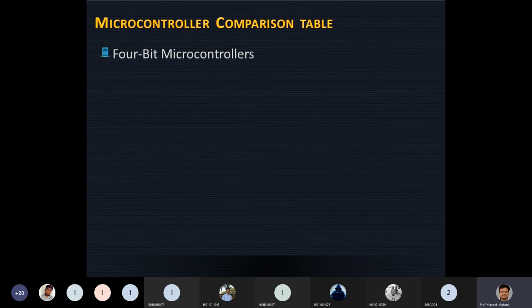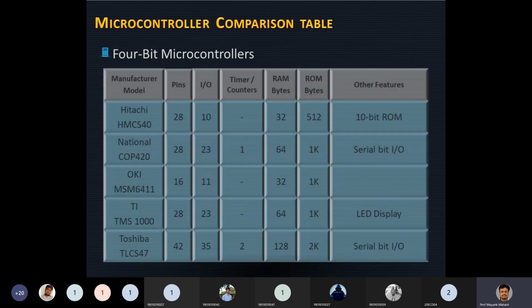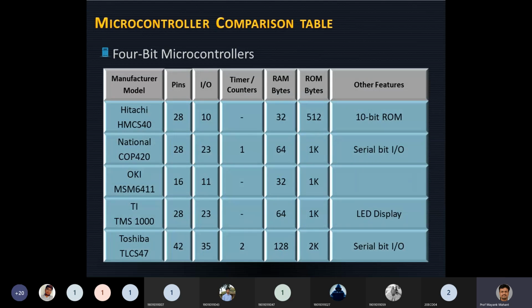So we find that microcontrollers are very powerful devices. We need to make a selection of a microcontroller because there are a number of microcontrollers available in the market. So we can have 4-bit microcontrollers. These are the various manufacturers which provide 4-bit microcontrollers. Now can anyone tell me what you mean by a 4-bit microcontroller? We already talked about it.